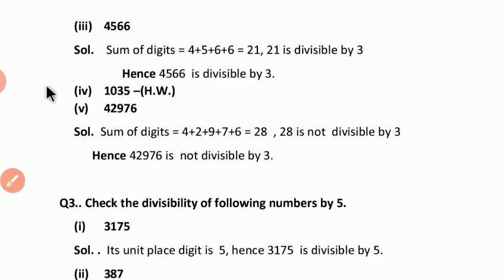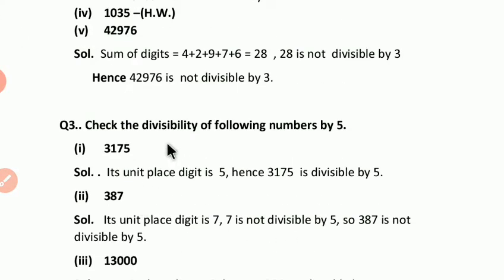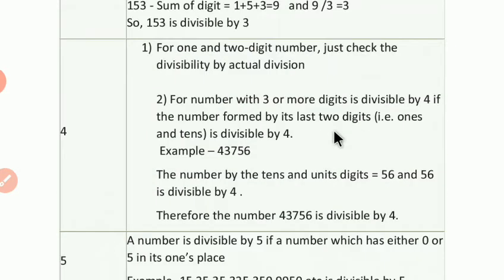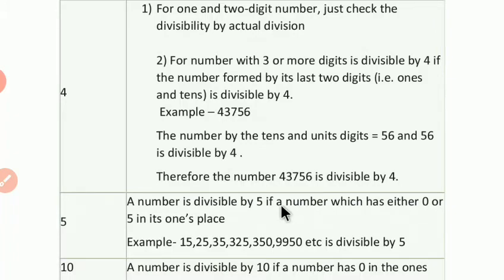Now in question number 3, we have to check the divisibility of the following numbers by 5. And what have we seen? For 5, a number is divisible by 5 if it has either 0 or 5 on its ones place.